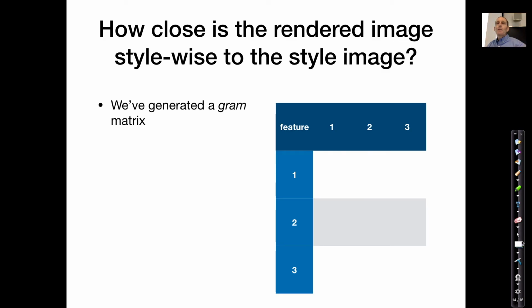Okay, so we've got this Gram matrix. This is the co-occurrence of feature 1 and feature 2, right? So it's a measure which happens to be identical to the one here, because our co-occurrence measure is symmetric.